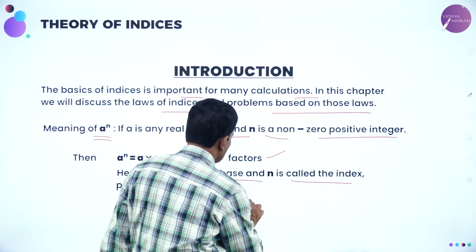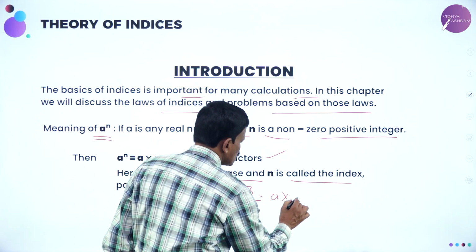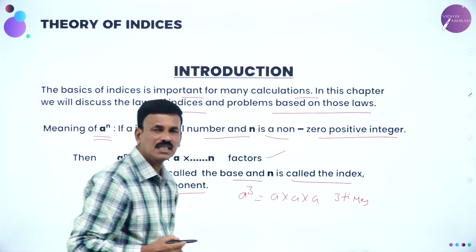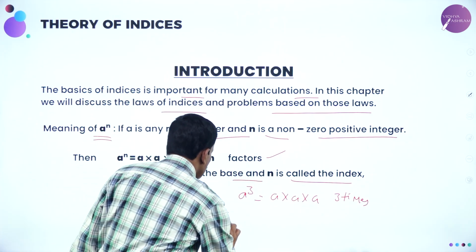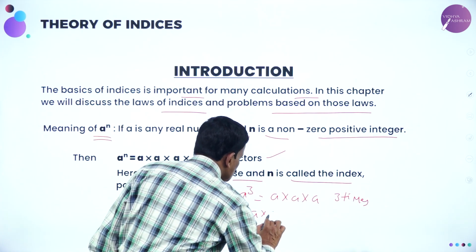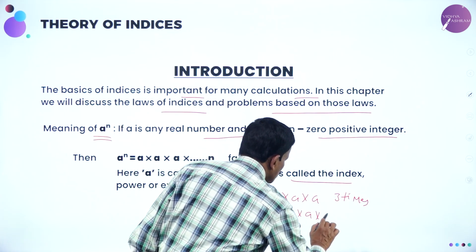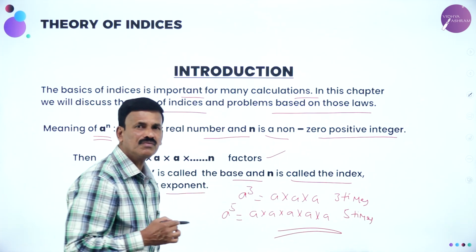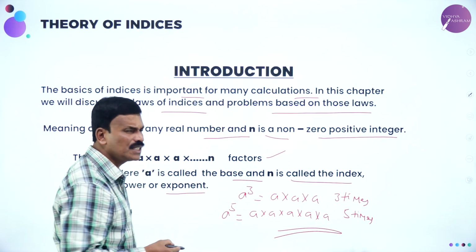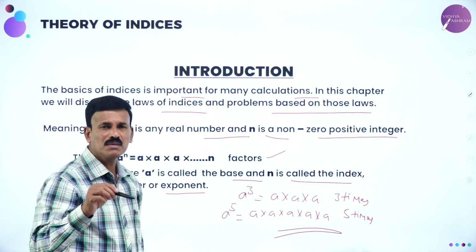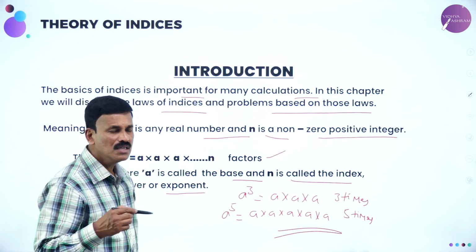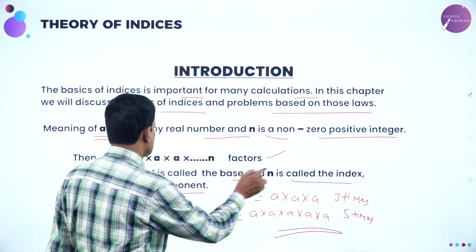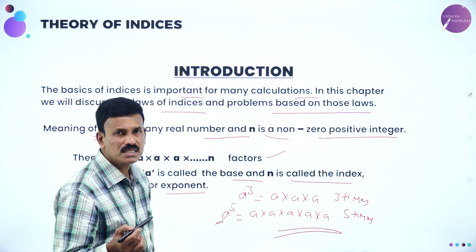So for example, let us consider a cube. A cube means a into a, 3 times. So if you multiply a 3 times, you will get a cube. Similarly, a to the power of 5 means a into a into a into a into a, 5 times, will give the value of a to the power of 5. In general, a to the power of n means just multiply a into a n times. So here a is called the base and 5 is called as the power, or it is also called as the exponent, or it is also called as an index.